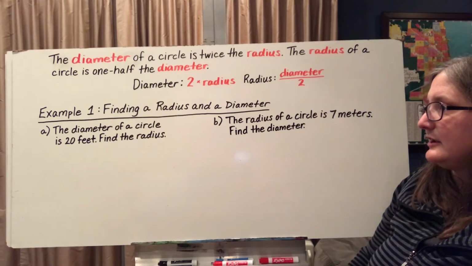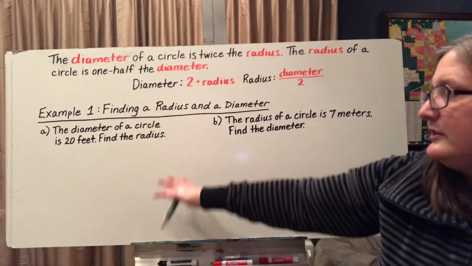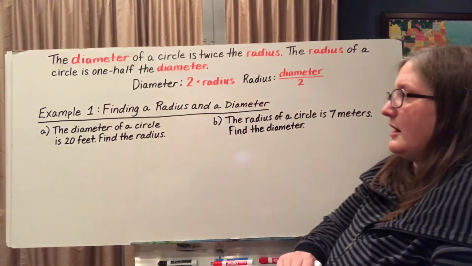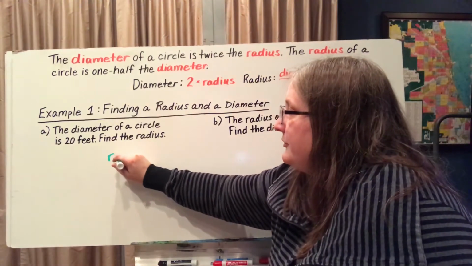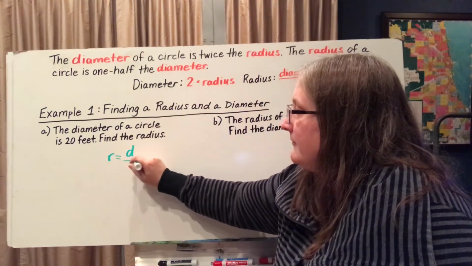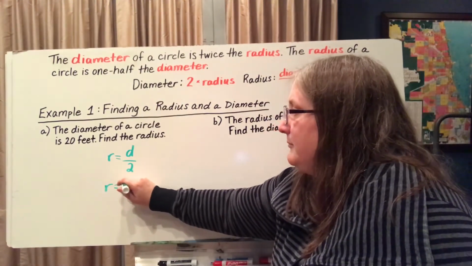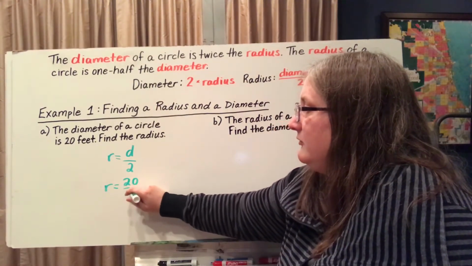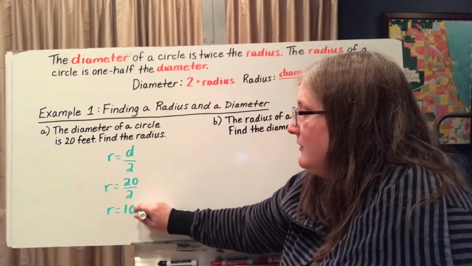So let's try finding a radius and a diameter in a couple of these examples. In this problem, we're given the diameter of the circle, but we want to find the radius. So I would use this formula. I'm looking for the radius. So the radius is going to be the diameter divided by 2, or 20 divided by 2. So in this case, my radius is going to be 10 feet.